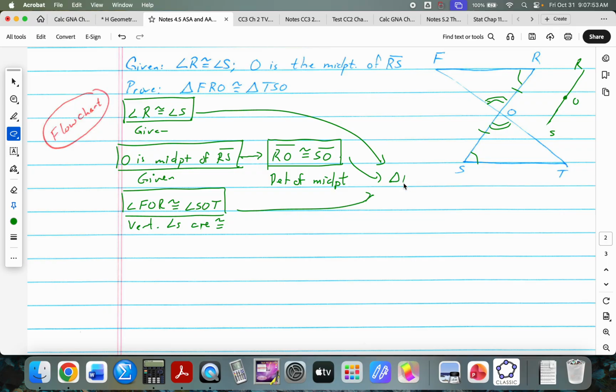So now we have triangle FRO is congruent to triangle STO by angle side angle.